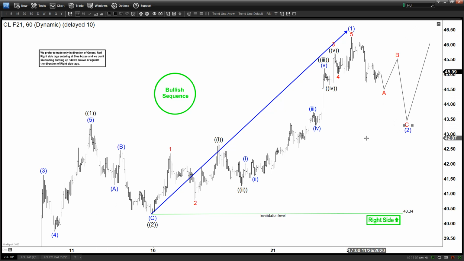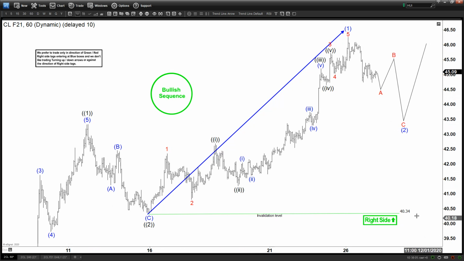So the idea here is very simple in the shorter cycle. As long as you see oil stays above 40.3, you should continue to see more upside. Eventually it's going to break above 46 again to the upside. Okay, so that is the idea.